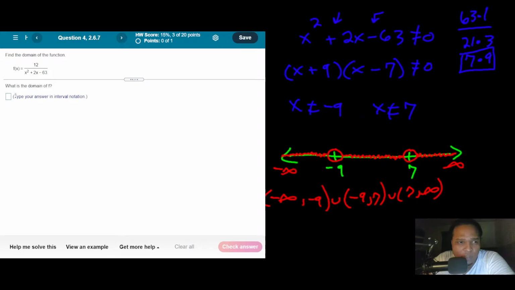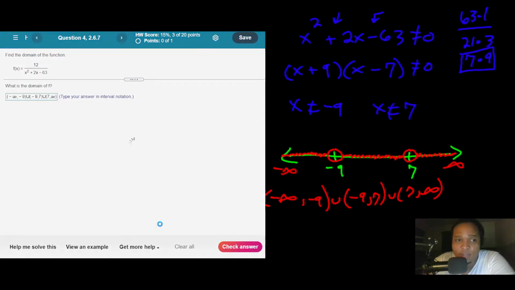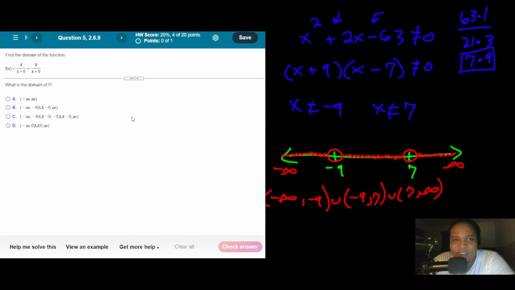So let's input it correctly and just take your time with it. We have a parentheses, -infinity. So click -infinity down here, comma, commas are important, -9. Union with, then we have -9 to 7. Union with 7 all the way to infinity. And don't forget to close it up with parentheses. Good job. All right, next.